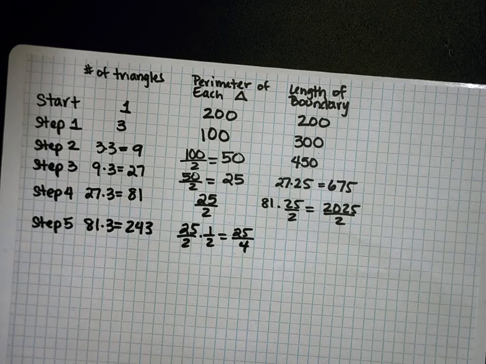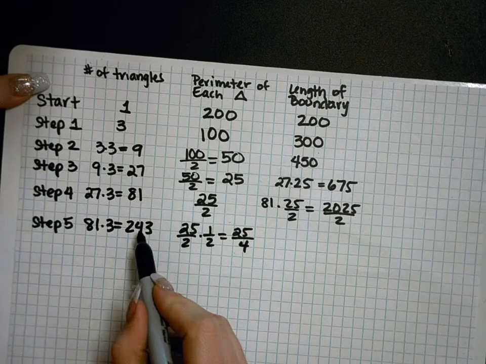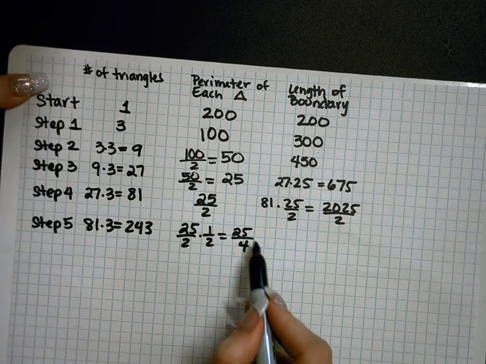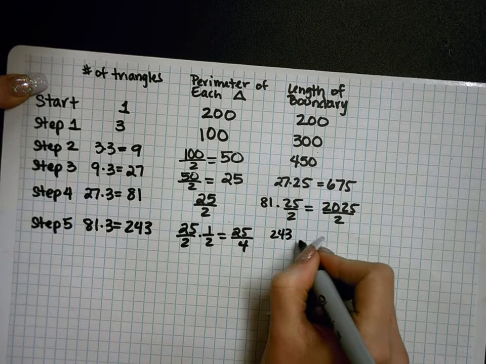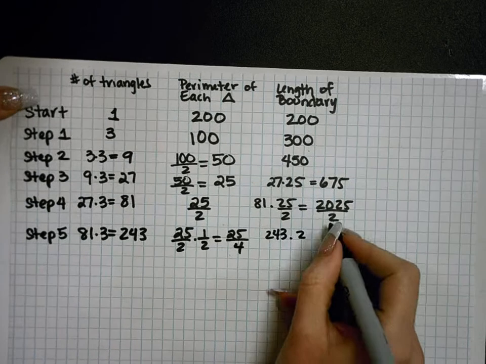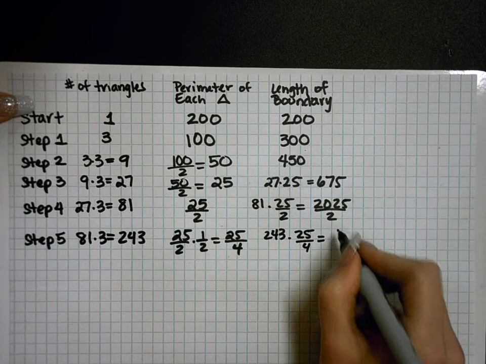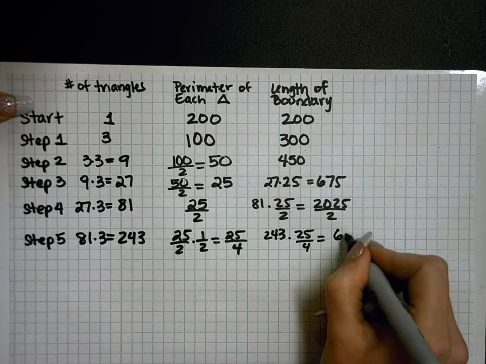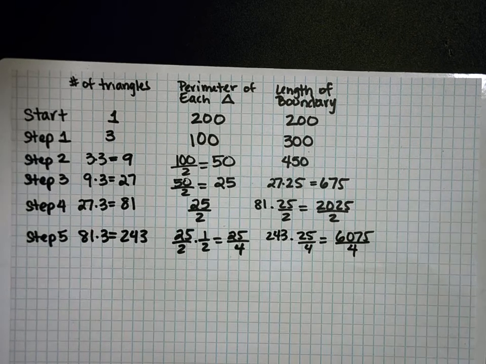We could convert that to a decimal, but these particular problems in the study plan prefer fractions. And then if we want to find the length of the boundary, we just go 243 times 25 fourths. And what we end up with is, when we multiply across, 6,075 divided by 4. And that would be the answer to this Sierpinski gasket problem.